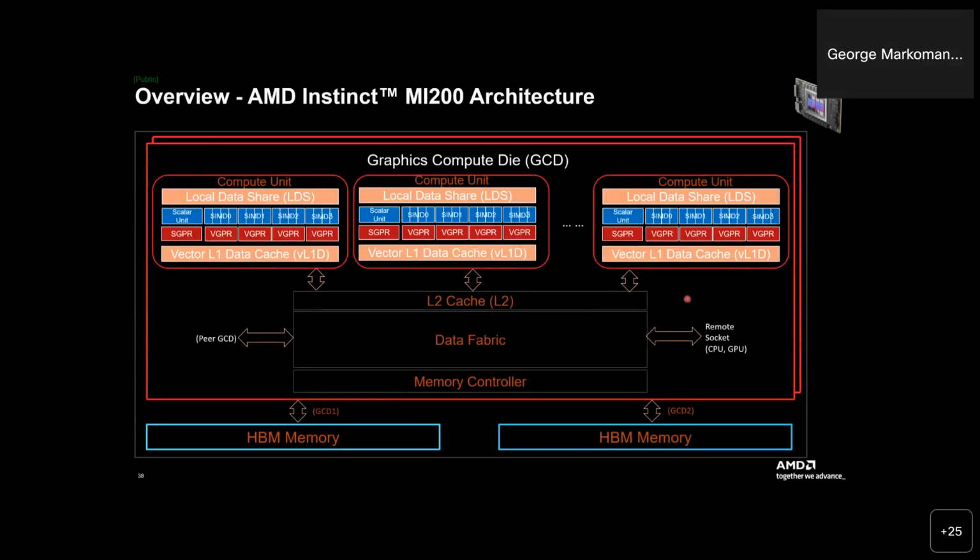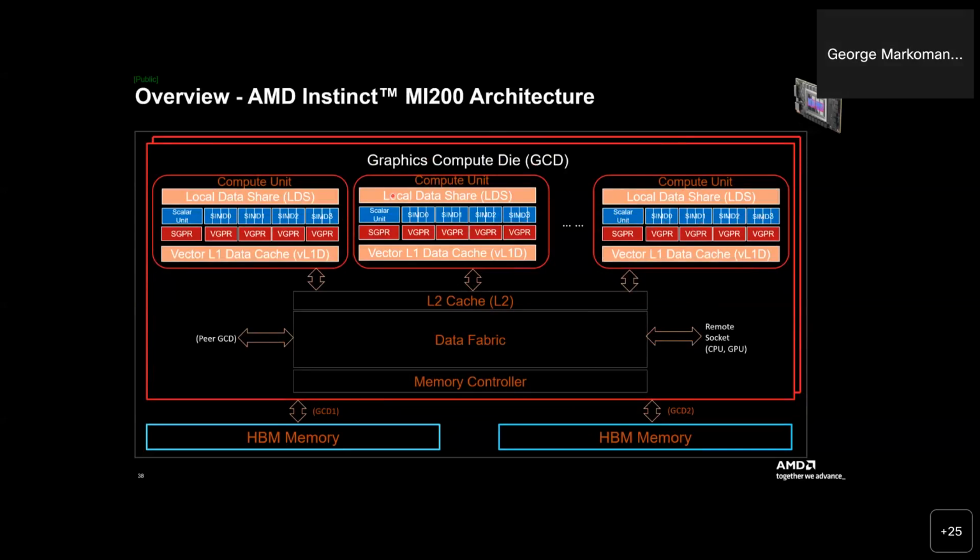Now, this is one TCD. One TCD is one part of the MI250X, which, if you remember, has two of them. And these are the compute units. We have 110 of them.